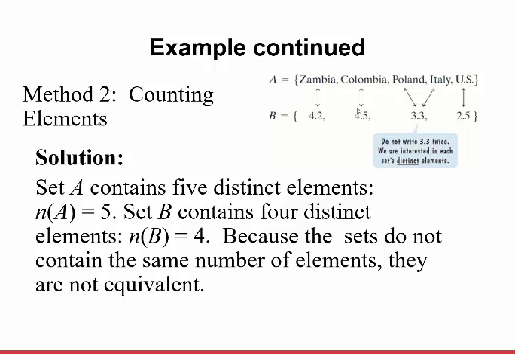You can do the counting, right? Set A has 5 distinct elements, set B has 4 distinct elements, right? So because the sets do not contain the same number of elements, they are not equivalent. So I think the counting method is just easier. Do they have the same number of elements? They're equivalent. Piece of cake.